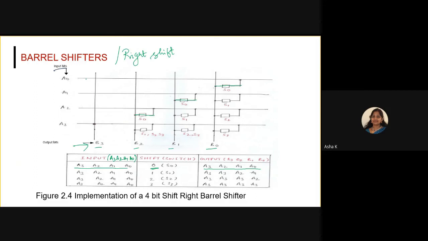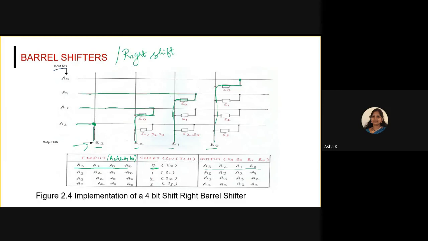Observe here, this A0 is connected here and you are going to get the output B0 is equal to A0. Similarly, B1 is equal to A1. Then output B2 is equal to A2. And A3 is always connected to B3 in this case. If there is a connection here, A3 is connected to B3.